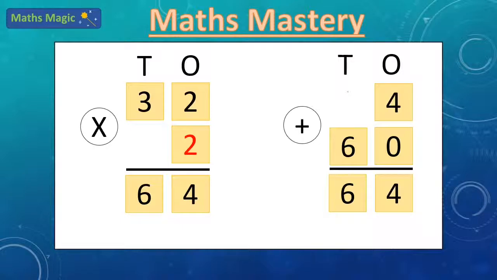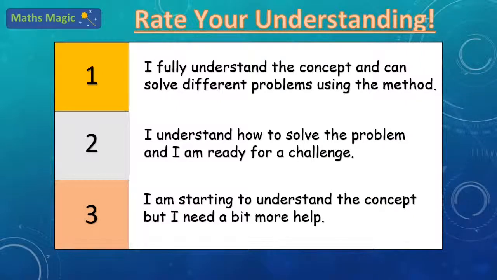Well done for completing this video. You've worked really hard. It's time to rate your understanding of this method. If you rate yourself a 1, you fully understand the concept and can solve different problems using this method. If you rate yourself a 2, you know how to solve the problem and are ready for a challenge. And if you rate yourself a 3, you're starting to understand the concept but need a little bit more help. If you rated yourself a 3 or a 2, watch this video again to become more confident using this method. If you rated yourself a 1, you can move on to formal method multiplication lesson 2, year 3.